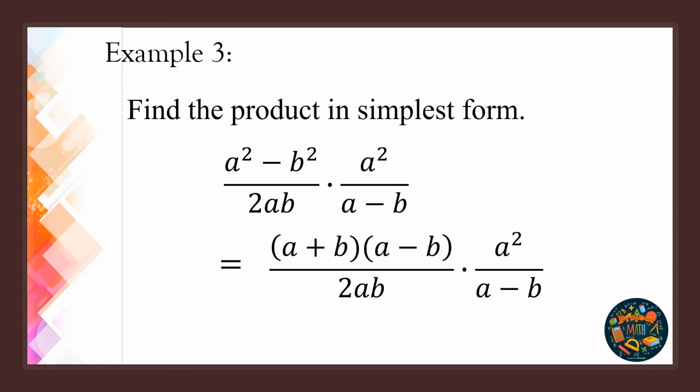Okay, then cancel out common factors. So, ano ang common factors natin? We have a - b and a - b. Meron pa kayong nakikita? Okay, tama. Meron pa tayong a sa denominator at isang a sa numerator. Then, get the product of the remaining terms. So, you have a times (a + b) over 2b. And this is now your final answer.